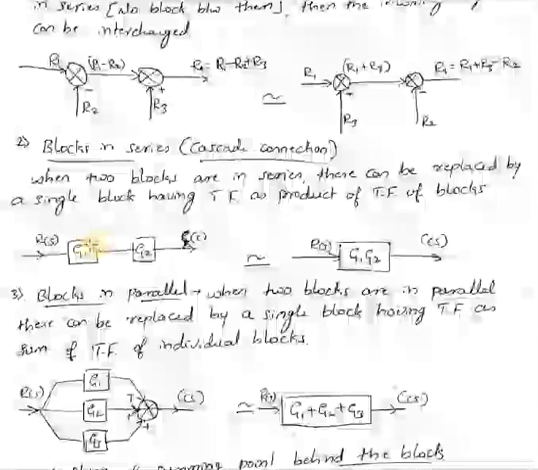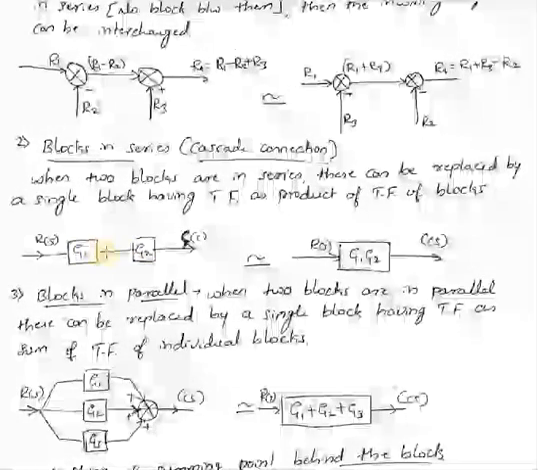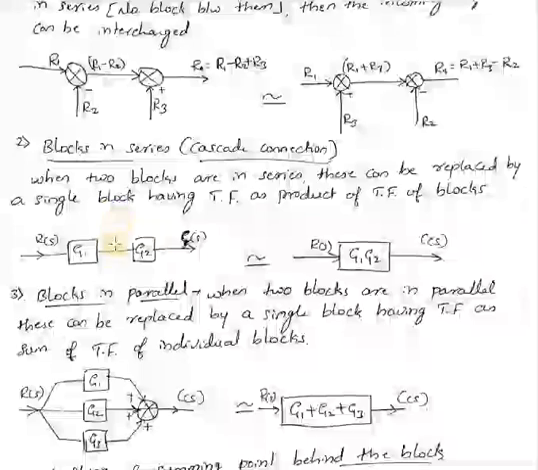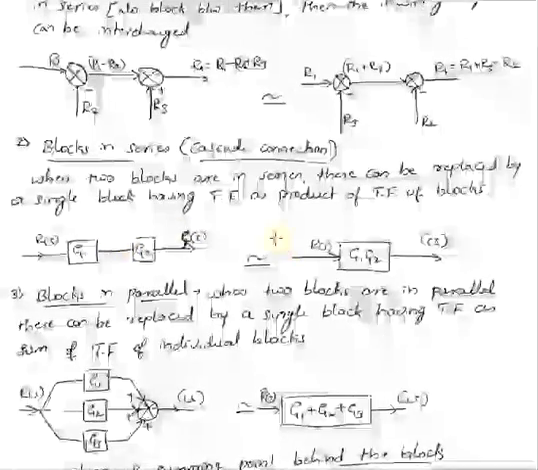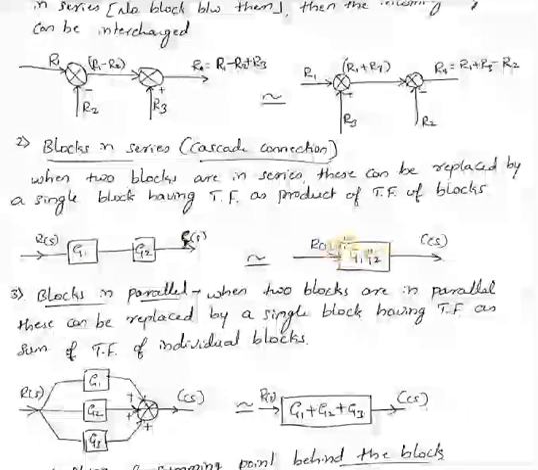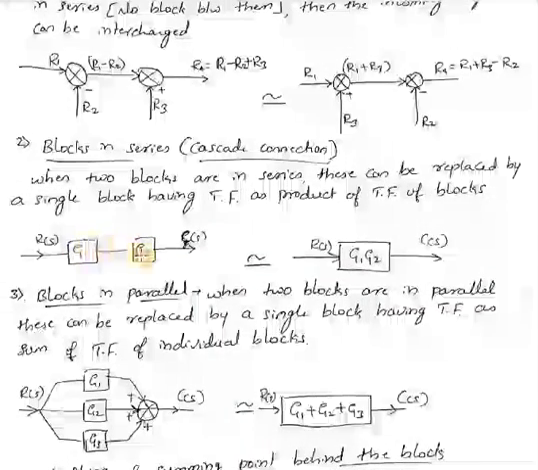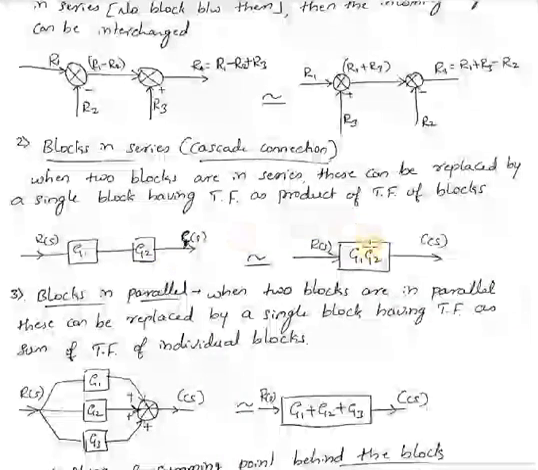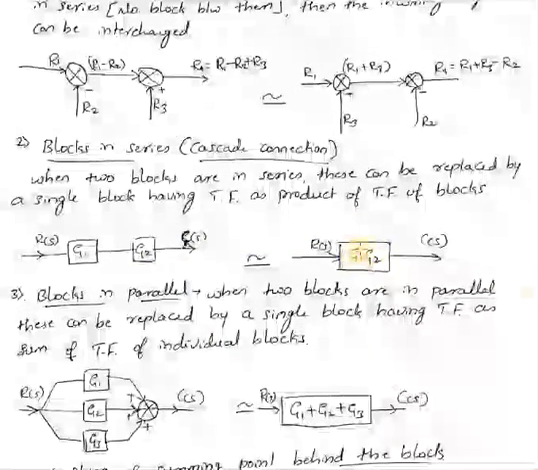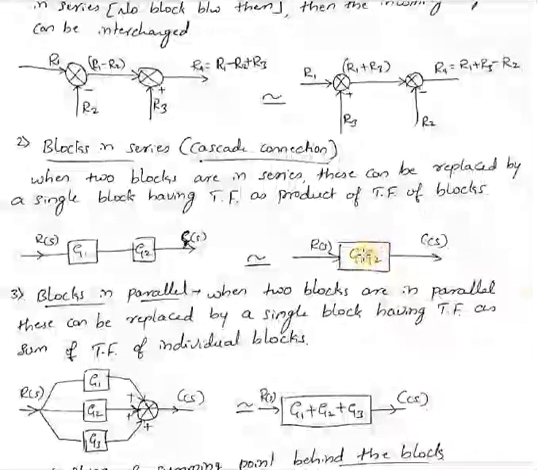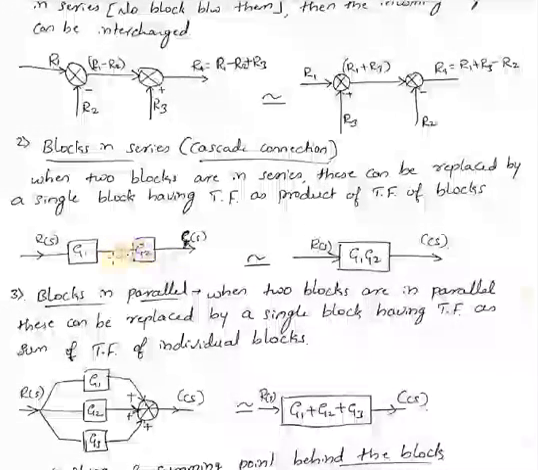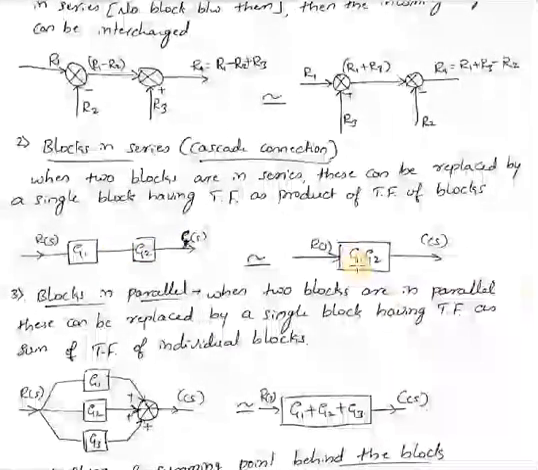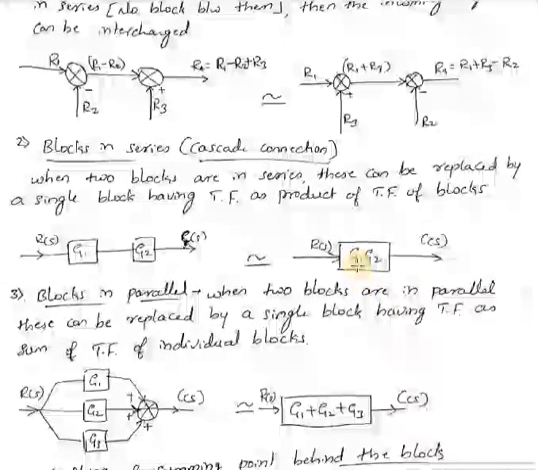If there are two blocks which are connected directly, and in between there is no takeoff or summing point, at that time you can replace these two blocks with a single block by writing the transfer function as the product of their individual transfer functions. The transfer function of this block is G1 and for this it is G2. So the resultant transfer function will be G1 into G2. So I will replace these two blocks by a single block having the transfer function G1 into G2.